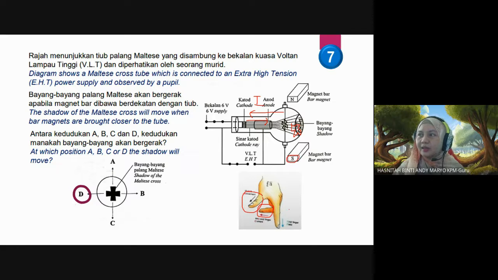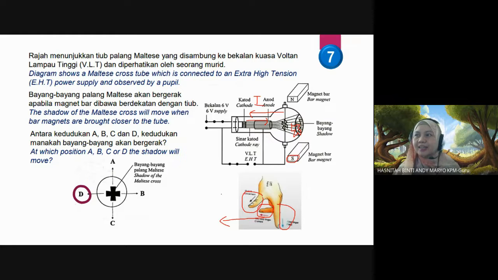So the index finger is pointing downwards, as seen here. Then the current is opposite to the motion of the cathode ray. So the current moves in this direction. And then your force will be pointing to the left side. Yes, N to S. Only one bar magnet.